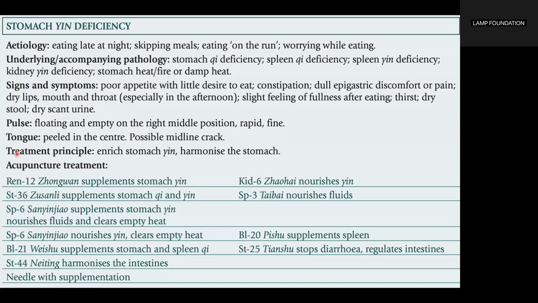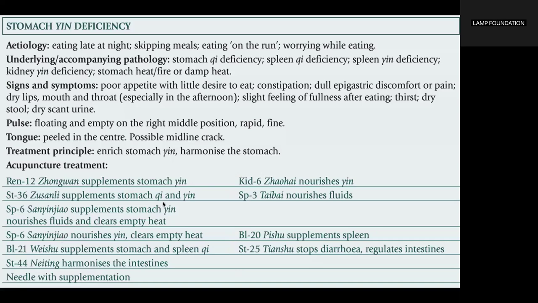Treatment principle: enrich stomach yin, harmonize the stomach. Acupuncture treatment: Ren 12 to supplement stomach yin, Stomach 36 to supplement stomach qi and yin, Spleen 6 to supplement stomach yin, nourish fluids, and clear empty heat. Spleen 6 to nourish yin to clear empty heat, Bladder 21 to supplement stomach and spleen qi, Stomach 44 to harmonize the intestines, Kidney 6 to nourish yin, Spleen 3 to nourish fluids, Bladder 20 to supplement the spleen, and Stomach 25 to stop diarrhea and regulate the intestines.